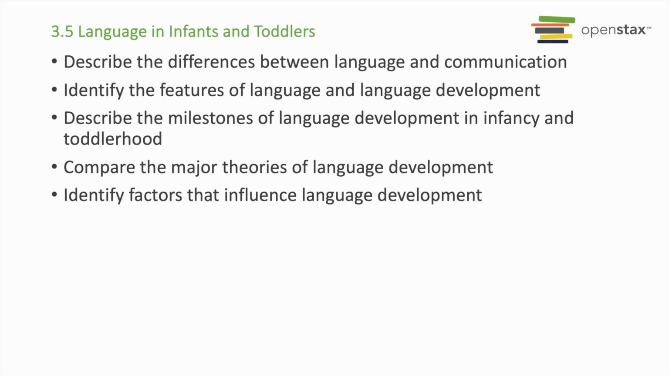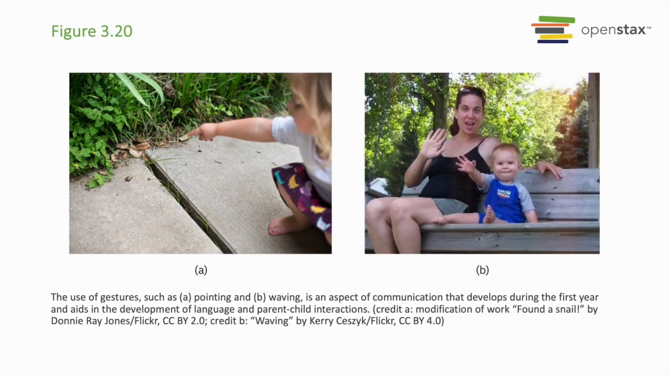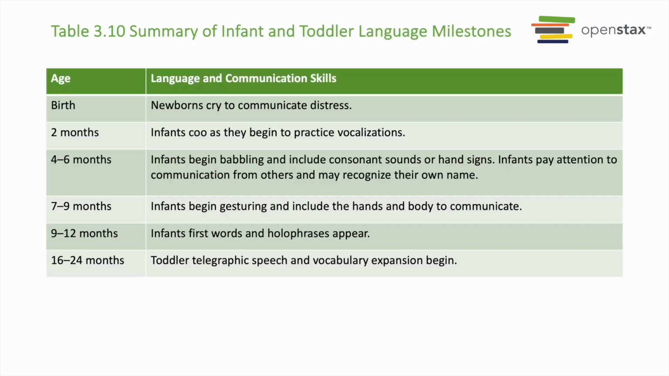Section 3.5, Language in Infants and Toddlers. We're going to describe the differences between language and communication, identify the features of language and language development, describe the milestones of language development in infancy and toddlerhood, compare the major theories of language development, and identify factors that influence language development. Figure 3.20. The use of gestures, such as seen in image A, pointing, and image B, waving, is an aspect of communication that develops during the first year and aids in the development of language and parent-child interactions. Table 3.10, Summary of Infant and Toddler Language Milestones.